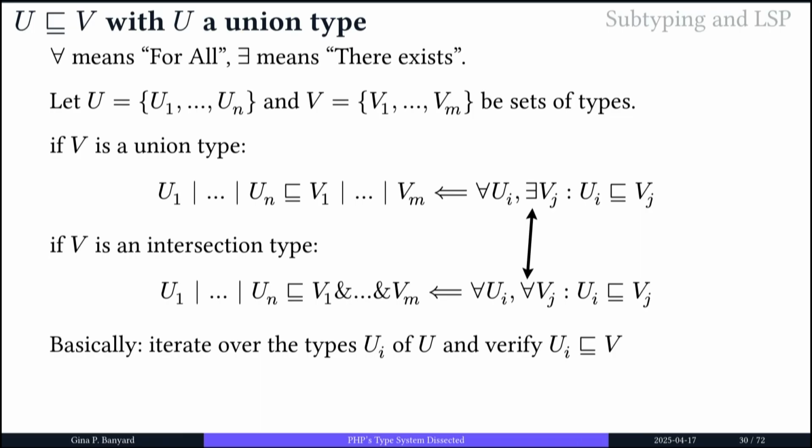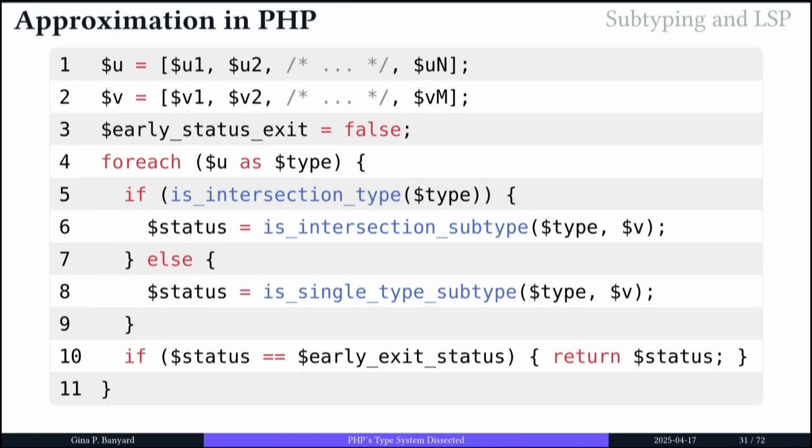The main difference between these two is what we call the quantifiers. So we have the "there exists", which means that we need only a single one. And we have the "for all", that we need every single type to be validated for intersection types. So basically what it means is we iterate over the UIs, and we verify that UI is a subtype of V. Which roughly, in PHP, is what the C code does.